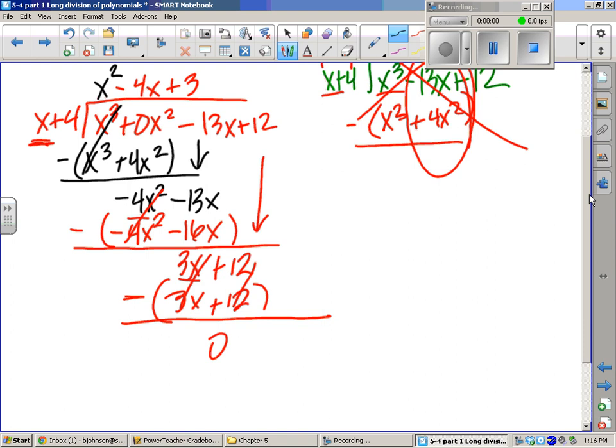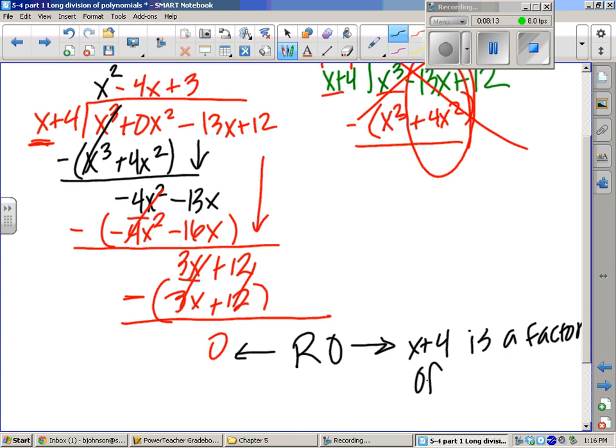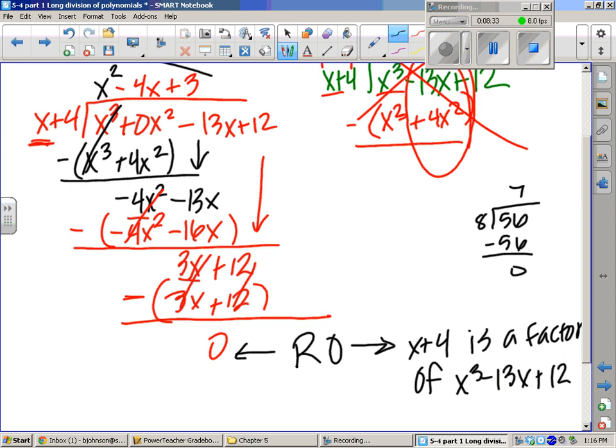And maybe at this point we should mention, if you ever get a remainder of 0, this means that x plus 4 is a factor. And you may be asked that of the polynomial that we were dividing to begin with. Kind of like that first problem we did, 7 times 8 was 56. 8 and 7 are both factors of 56 because there's no remainder. If that was a 57, then we'd have a remainder. It would not be a factor. So if it's 0 at the end, then those two are like the 7 times 8.